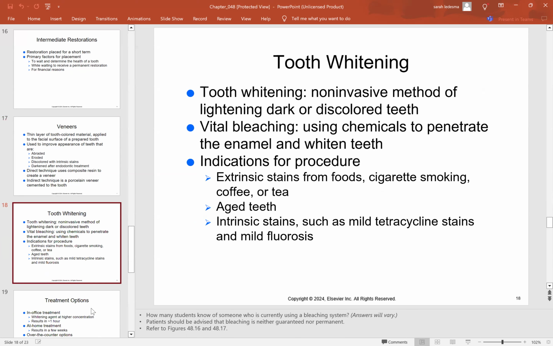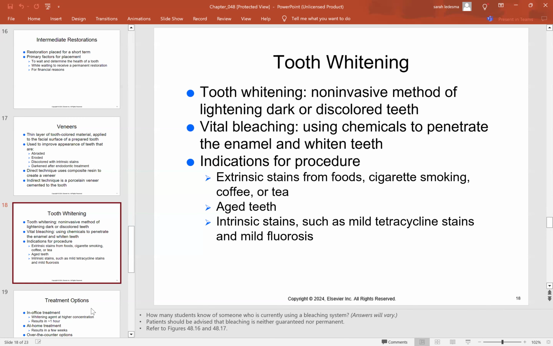We talk about tooth whitening and tooth whitening options. This is a non-invasive method of lightening dark or discolored teeth. Photobleaching uses chemicals to penetrate the enamel and whiten the teeth. Indications for whitening may include extrinsic stains from foods, cigarette smoking, coffee, or tea. With aging, our teeth can become dark and dull. And then intrinsic stains like tetracycline stains and mild fluorosis.